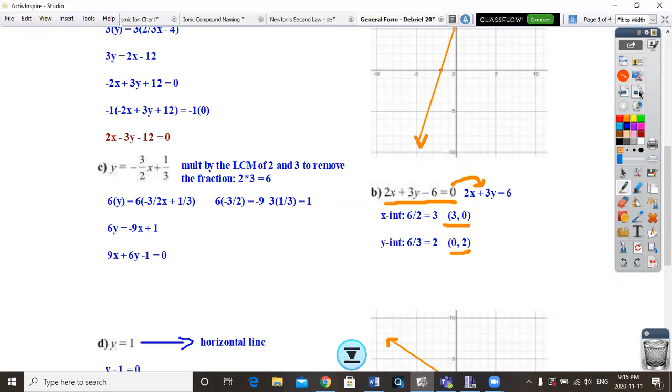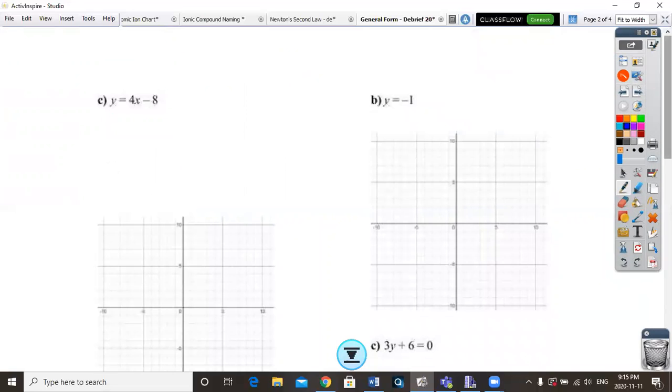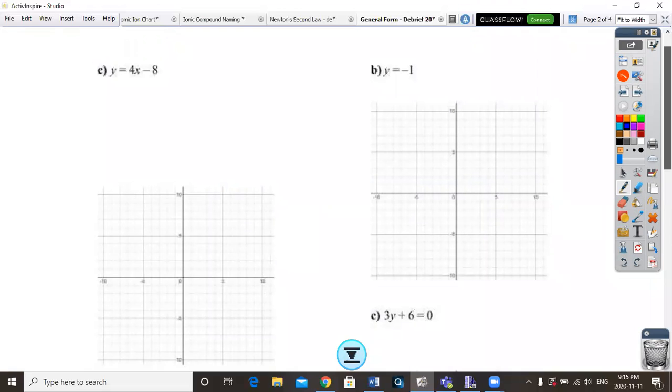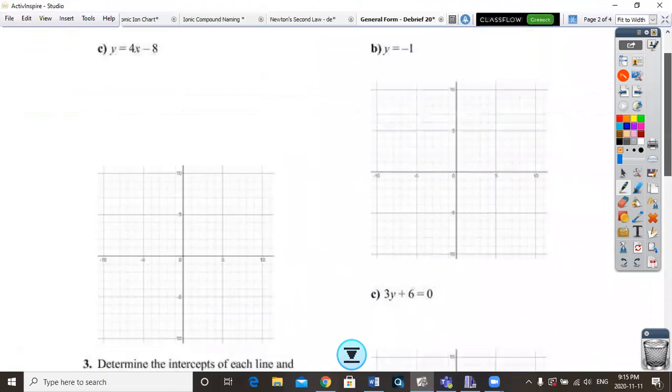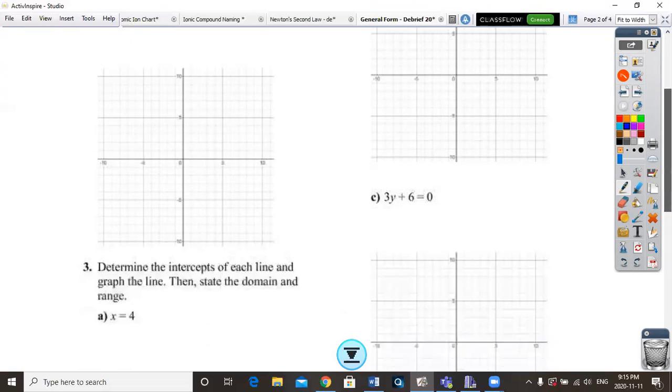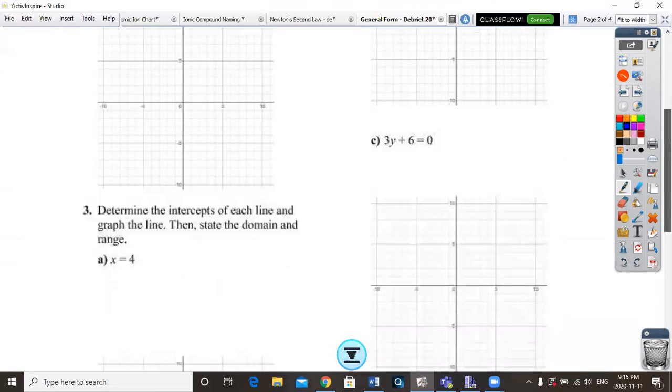Okay, so moving along. You guys can try part C on your own. Okay, so clearly you've got to move everything to one side. You might choose just to move the 4x over, keeping it in standard form, and then finding the x and the y-intercept. So you can do that for part C on your own after this video is done.